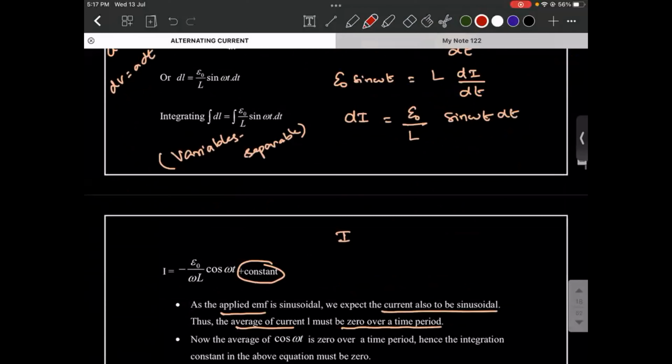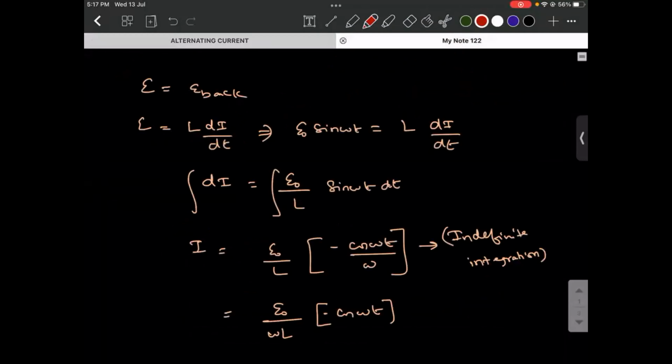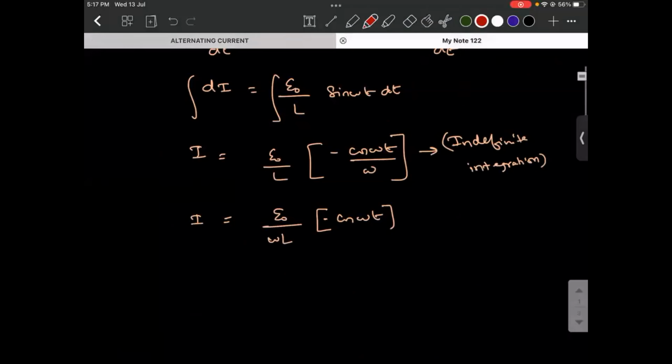And the second is, when you're taking the average value, the constant can be ignored in this scenario. So you directly go with this parameter. That is why I didn't write it. Okay, so I will be equal to E naught divided by omega L into minus cos omega t. Now, this E naught divided by omega L you can write as I naught.